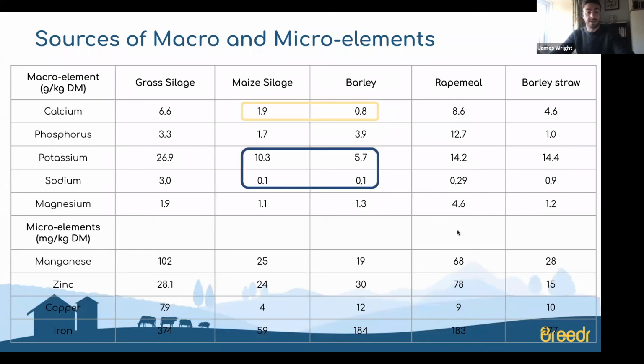Potassium and sodium. So again, remember the first slide when we talked about the sodium potassium pump on the cell walls. Again, maize silage and barley, very common finisher feeds, do not provide very high amounts of these minerals compared to other common feeds. So again, that's something that we have to be very aware about. Magnesium.